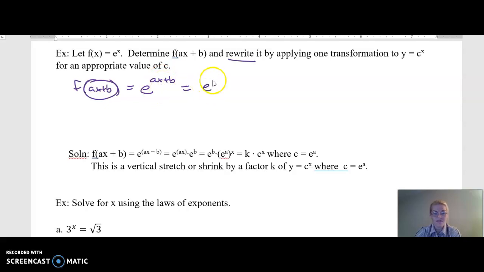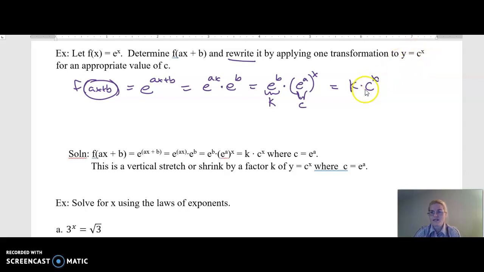Well, I can use my properties of exponents and say this is, right, e to the ax times e to the b. And then if I think about e to the b, I can bring that out front. This is just some number, right? I can call it k. And e to the ax, that's the same thing as e to the a, all to the x. So I could let e to the a be this number c. And so what's one transformation? So I could say, well, this is k times c to the x.